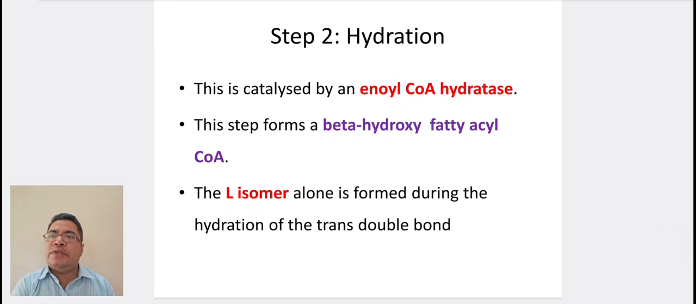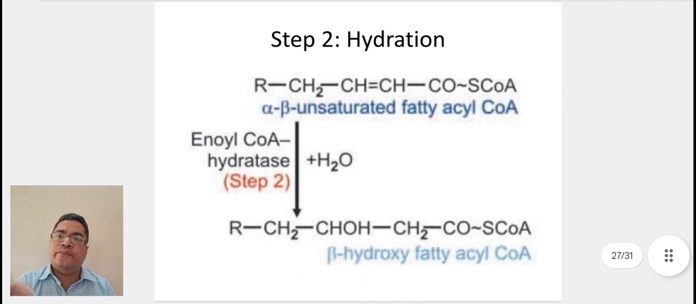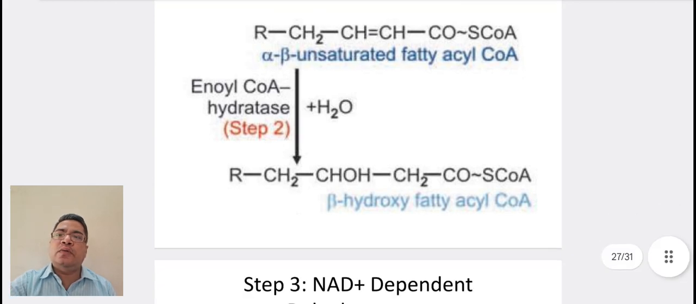The next step is hydration. This is catalyzed by enoyl CoA hydratase. This step forms a beta hydroxy fatty acyl CoA. The L isomer alone is formed during the hydration of trans double bond. In the diagram, we can see alpha beta unsaturated fatty acyl CoA is converted into beta hydroxy fatty acyl CoA with the help of enzyme enoyl CoA hydratase and one H2O molecule.